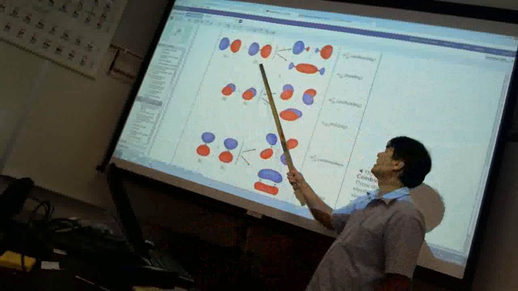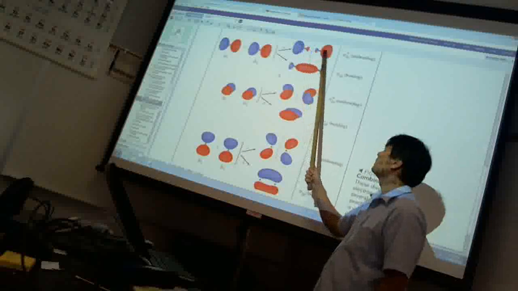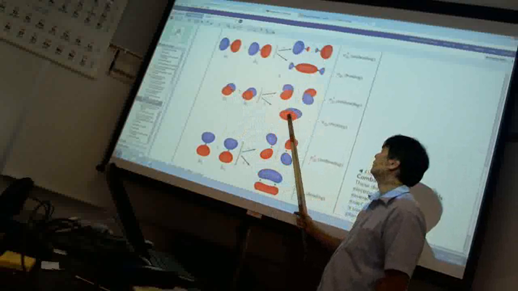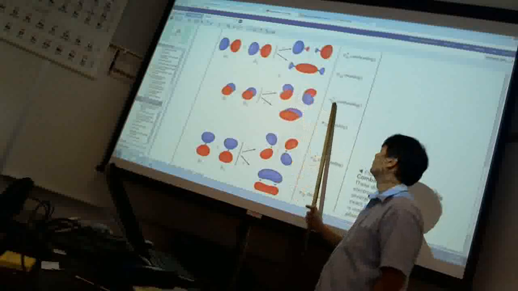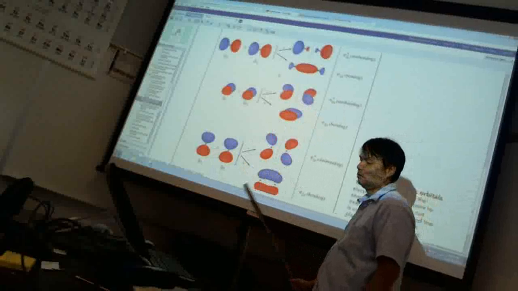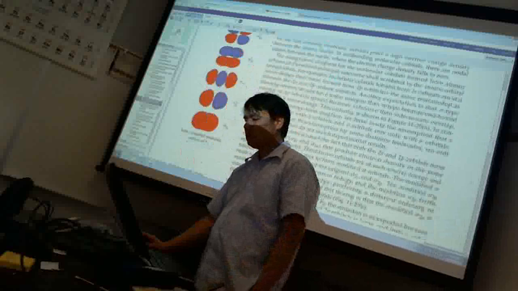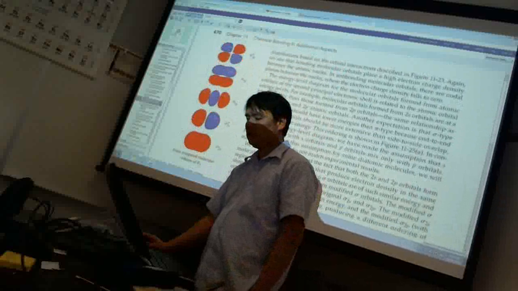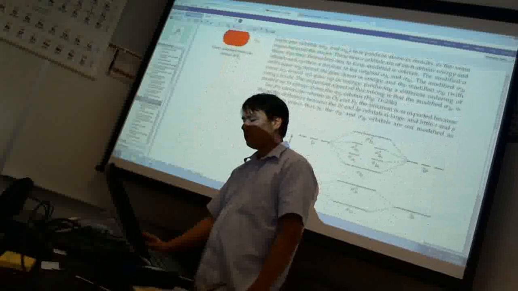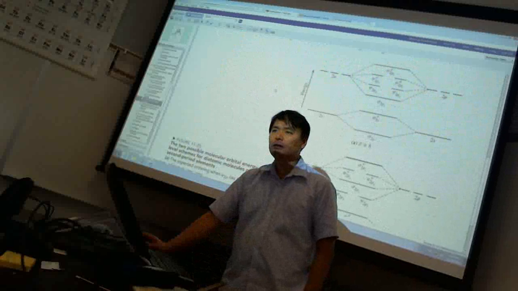You know, px and px, you're going to get the sigma 2p and the sigma star 2p. The py, we get the pi and pi star. Here we're going to get the pi and pi star 2p orbitals. Let me put these together. Okay, here on the left, these are the molecular orbitals for fluorine. You see them? We have diagrams like this. And so we're talking about this diagram, correct? Yes. Okay.